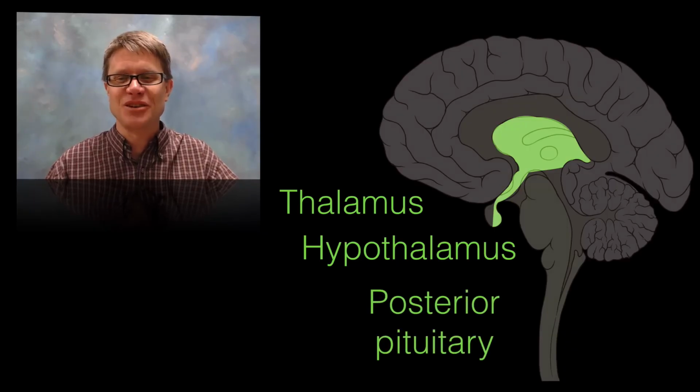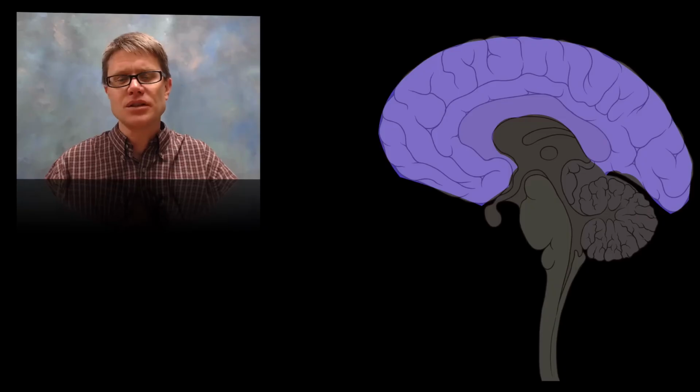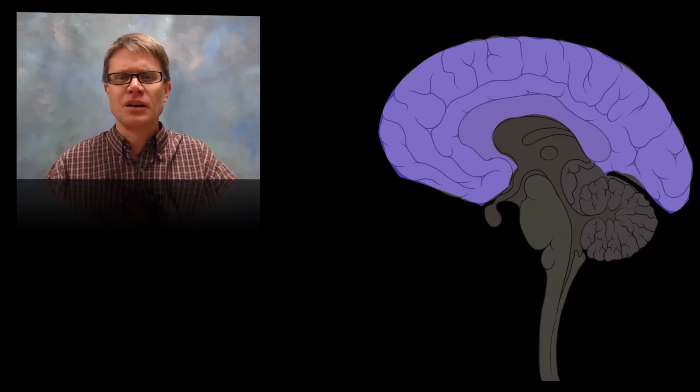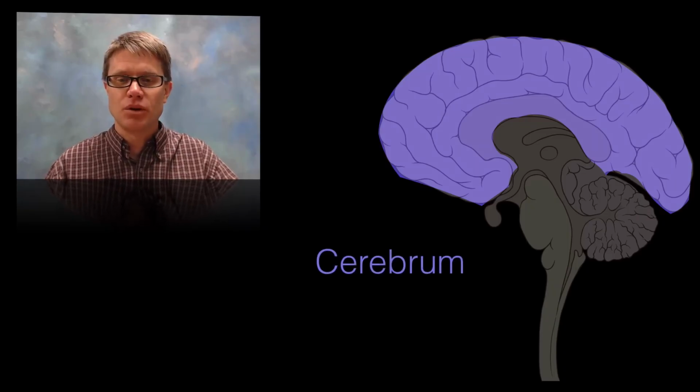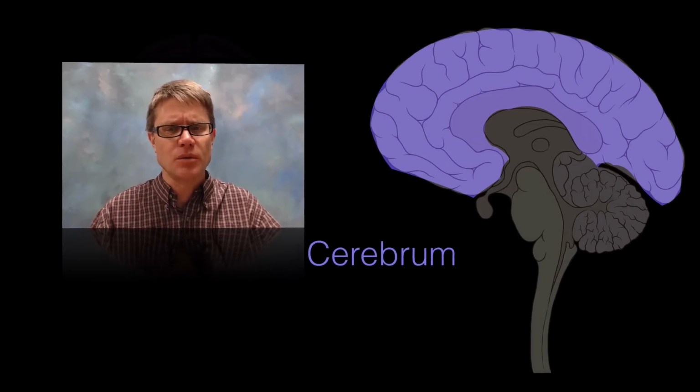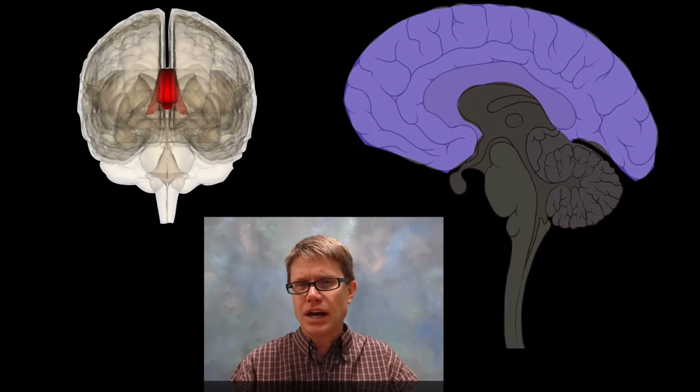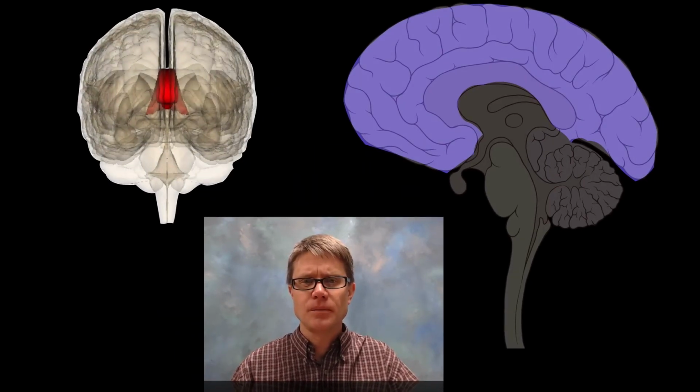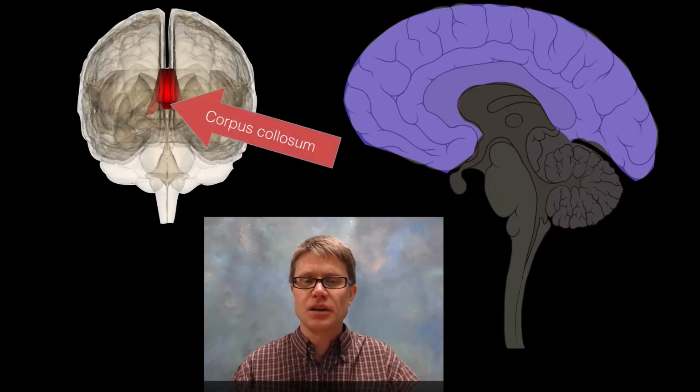Hopefully you're doing well so far. If we keep going then, what is this upper portion of the brain called? We call that the cerebrum. Okay, let's keep going into the cerebrum then. So do you remember what's that connection between the two hemispheres of the brain? We call that the corpus callosum.